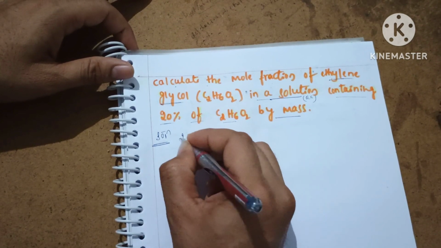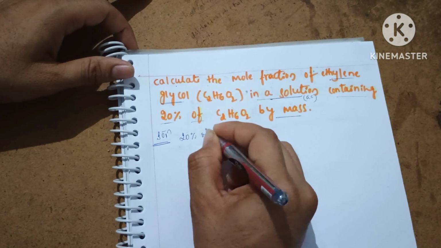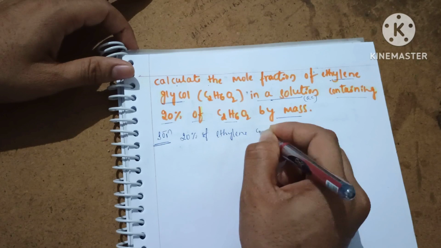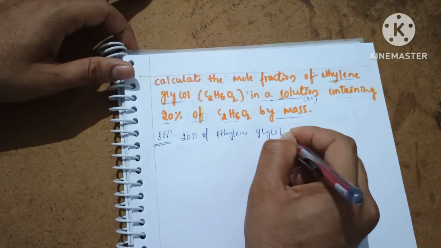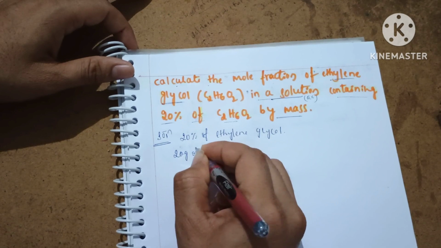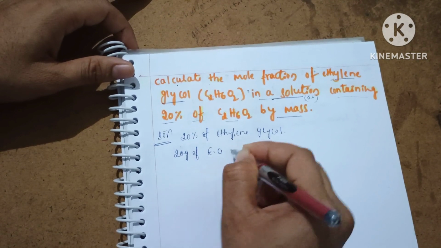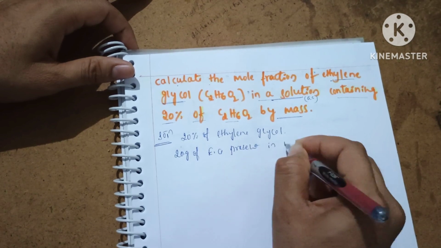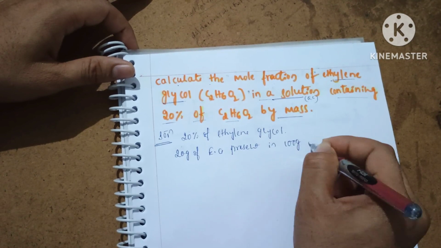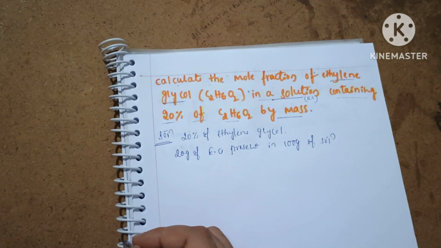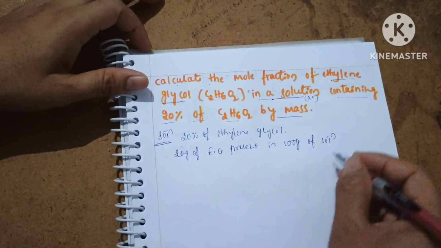That means 20 gram of ethylene glycol is present in 100 gram of solution.